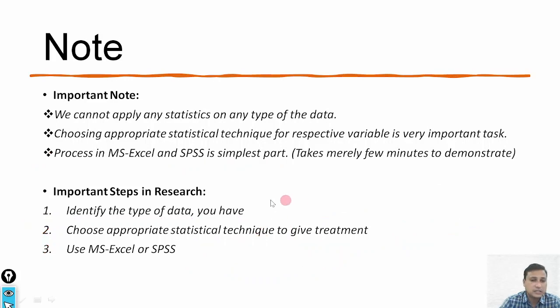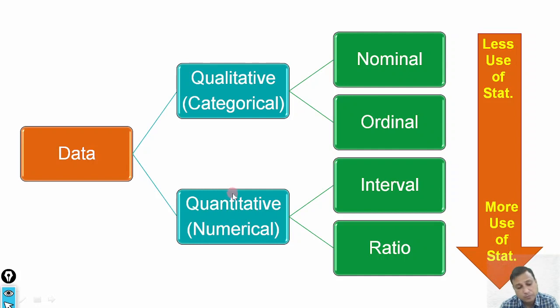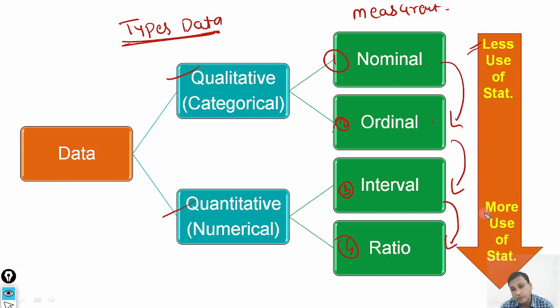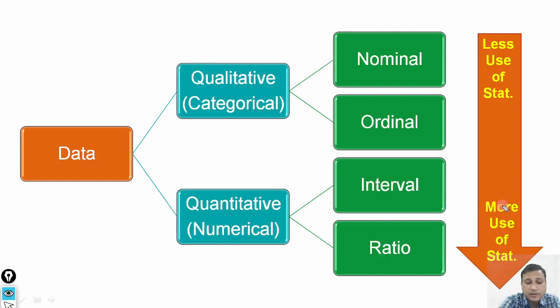Fine. Now let me take you to the next slide. Here is the classification which we have already seen earlier, the types of data. Data is classified into qualitative data and quantitative data. And we have seen the measurement scales: nominal, ordinal, interval and ratio. On nominal and ordinal we can use fewer statistics. As we move from nominal to ordinal, ordinal to interval and interval to ratio, we can use more and more statistical techniques.